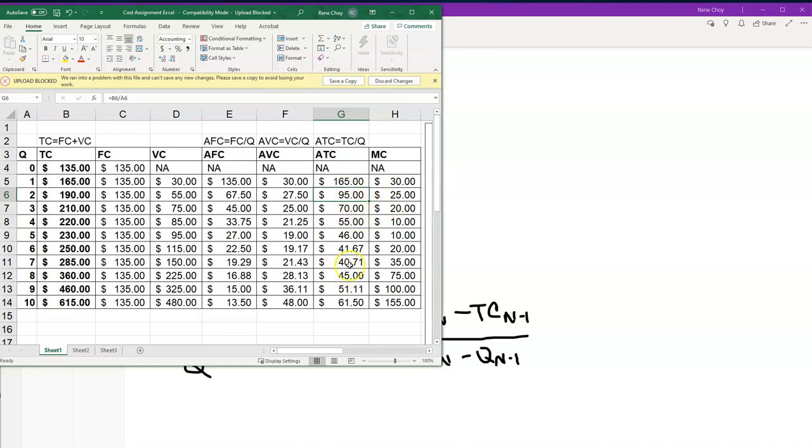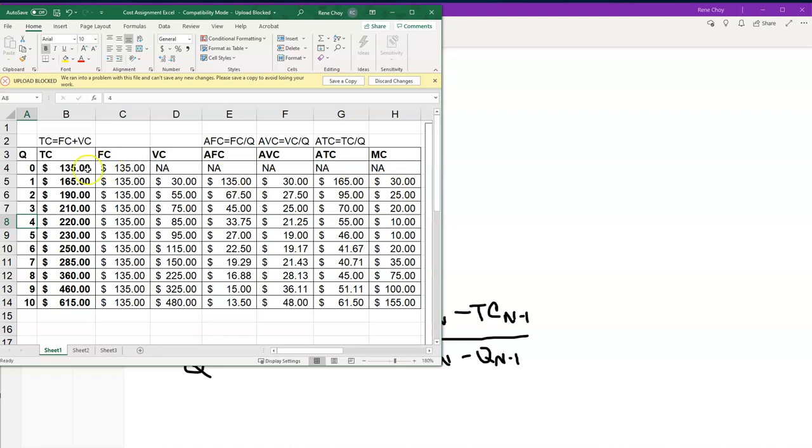Okay, so in order to get this 40.71 that you see here, what I'm doing is I'm taking my total cost, which is this number here, 285, and I'm dividing it by 7. In order to get this 55 that you see here, I'm taking my total cost and I'm dividing it by 4. Alright, to obtain this marginal cost here, I'm looking at the change in total.